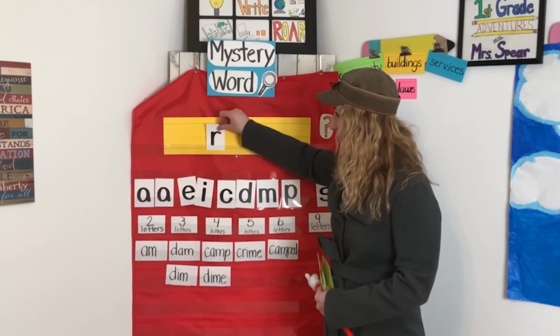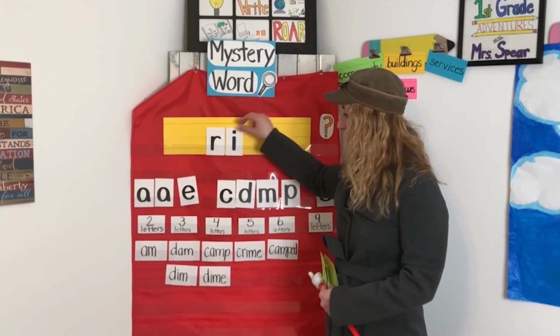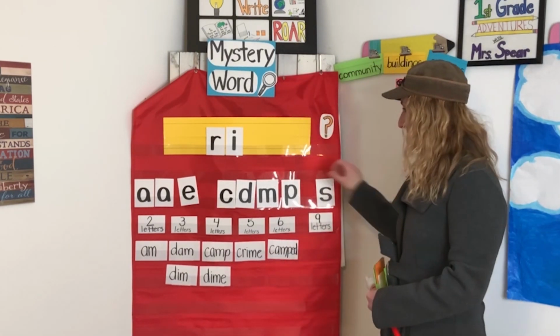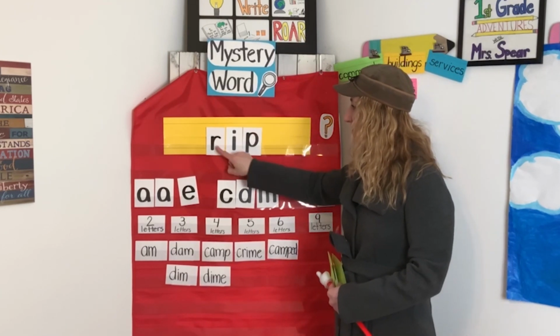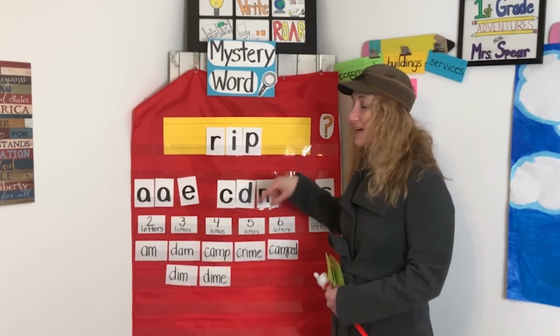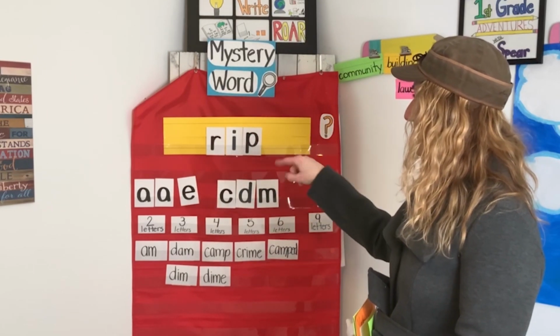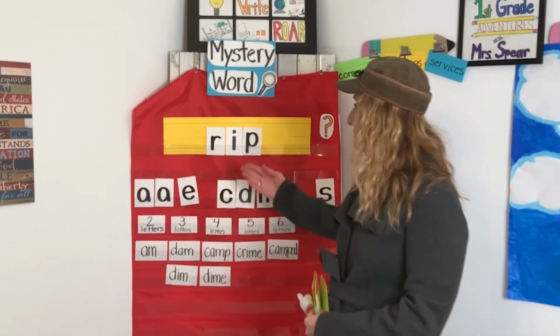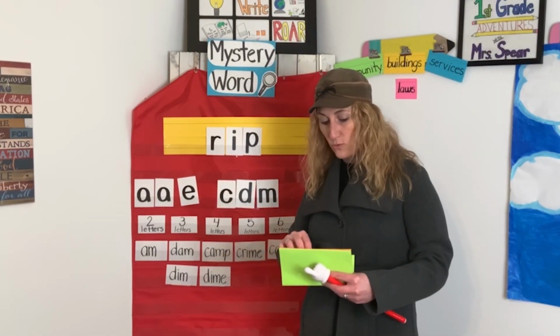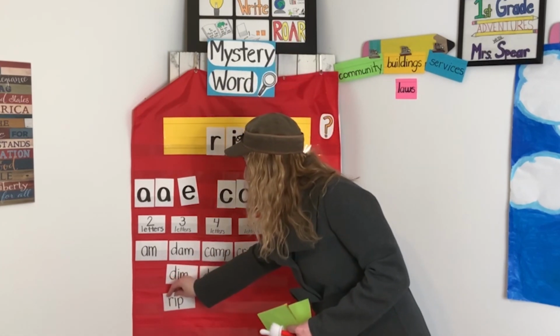R, that's the letter R, I, P. Yes, letter P. R-I-P, rip. Let's spell rip. Ready? R-I-P, rip. Rip has 3 letters, so it's going to go right over here. Oh, you're getting so fast at this. I want to change rip into the word ripe.